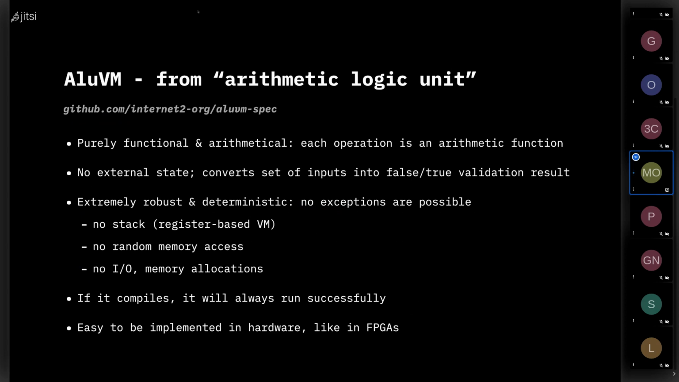Because of these criteria, it will be very easy to implement in hardware like FPGAs. First of all, it will be RISC-based, so a very limited, restricted set of arithmetic operations, register-based, which is again suited for hardware, and purely functional and exceptionless. The original prototype of how it can be done is at this GitHub link.